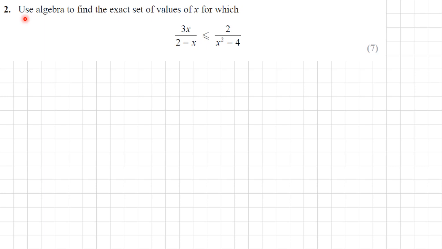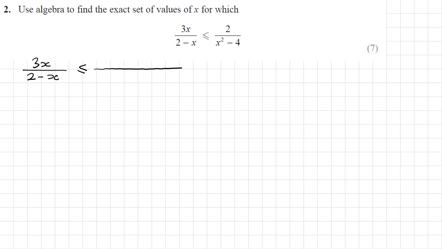Question 2. Use algebra to find the exact set of values of x for which 3x over 2 minus x is less than or equal to 2 over x squared minus 4. So the first thing I'm going to do is to take that right hand side and factorise it, but I'm going to factorise it in such a way that I get 2 minus x as a factor.